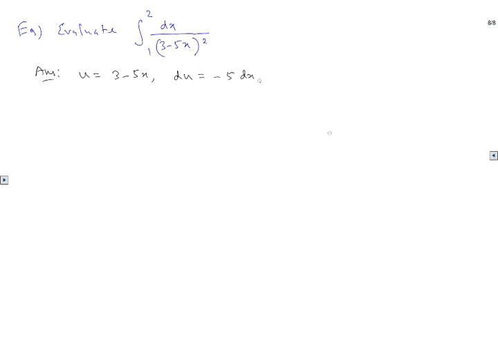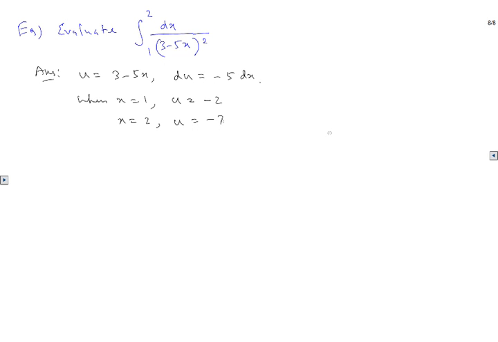And then the limits. When x equals 1, what do you get? You get u equals negative 2. And then when x equals 2, that's the upper limit, u equals negative 7. Okay, those are the new limits.